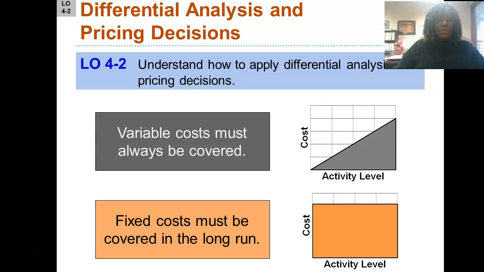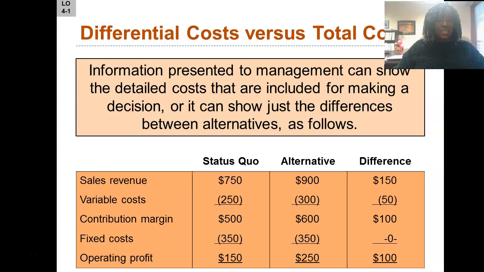So how do we use that? What we want to take a look at is how our costs look, what they look like, and then an activity. Again, as you know, variable costs always have to be covered, and variable costs are going to be going up in proportion to the production. So you're going to see that relationship between the two. But as you know, fixed costs have to be covered in the long run. So we always have to consider both of those in our pricing decisions.